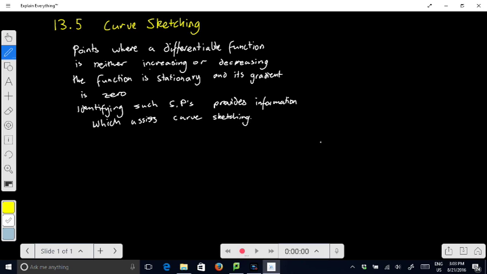Today we're going to have a look at curve sketching. So we're looking at points where a differentiable function is neither increasing nor decreasing, such that the function is stationary and its gradient is zero.